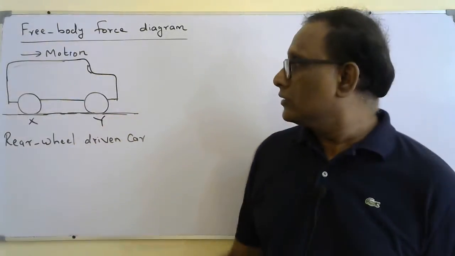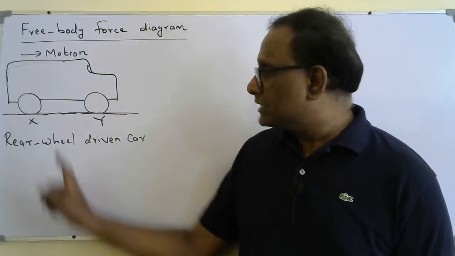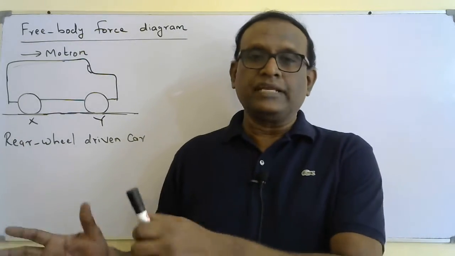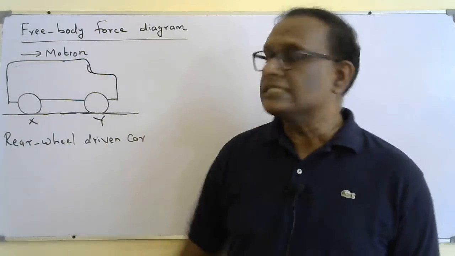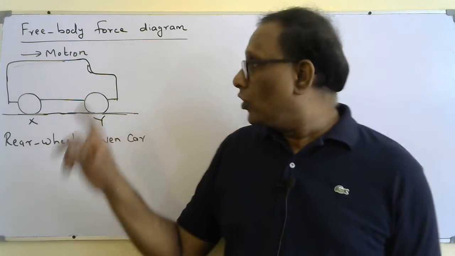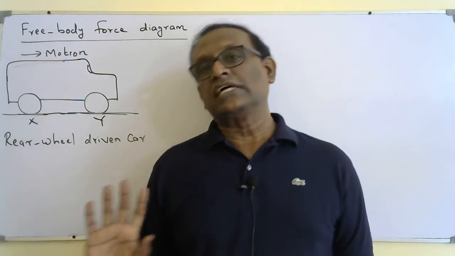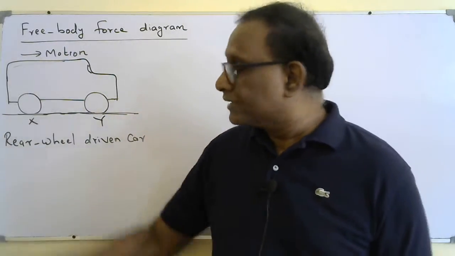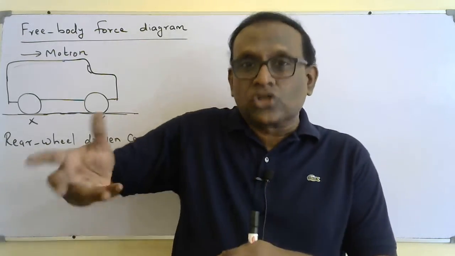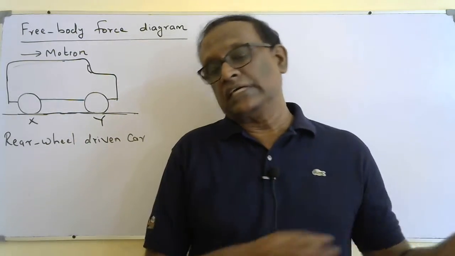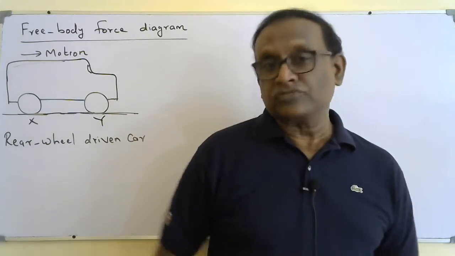Okay, so next is about a rear wheel driven car. That means only the back wheels, the pair of wheels on the back part, the rear wheels, are connected to the engine. The front wheels are not connected to the engine. So if the rear wheels are connected to the engine, the function of the engine will rotate the rear wheels.